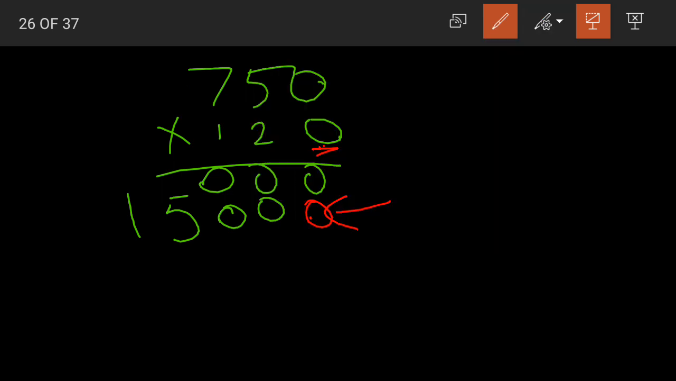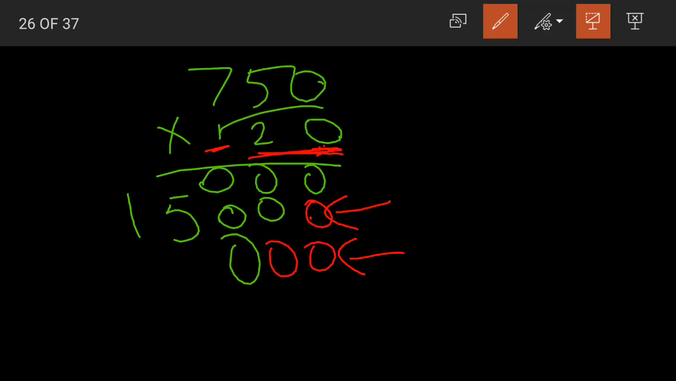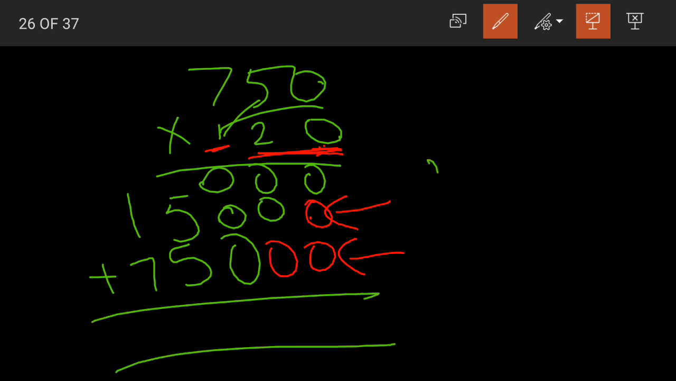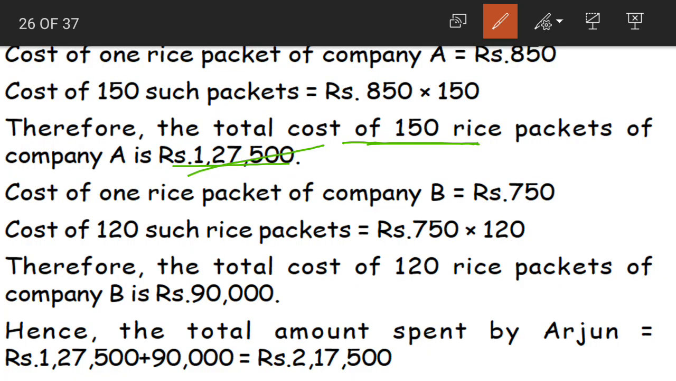Next, start new digit 1 here. But before multiplying, there are 2 digits after 1. So, placing 2 zeros. Now, 1 zeros are 0, 1 5s are 5, 1 7s are 7. Adding all the partial products together. 0, 0, 0. 5 plus 5, 10. 1 carried. 1 plus 1, 2. 2 plus 7, 9. What is the final answer? 90,000 rupees. Now what is this? The cost of 120 rice packets of company B.